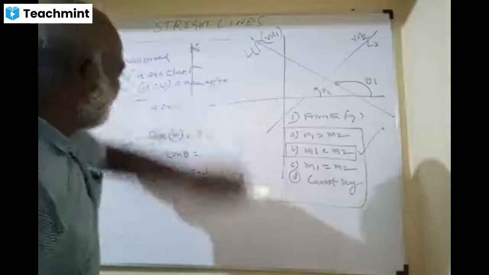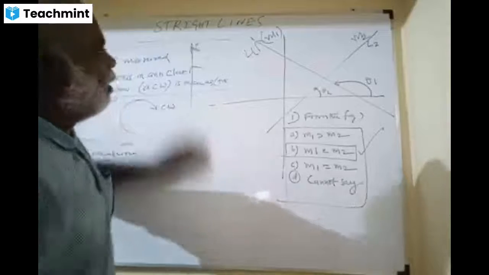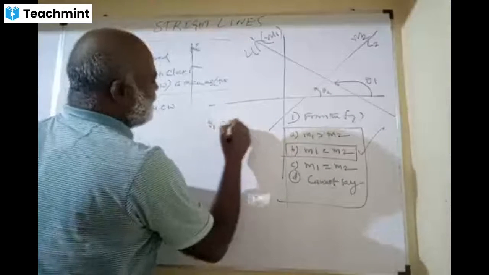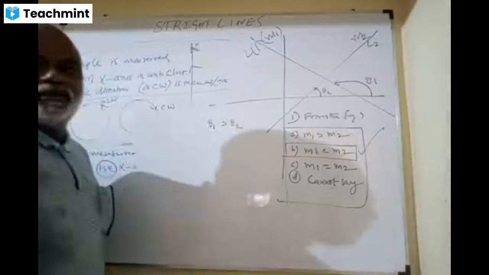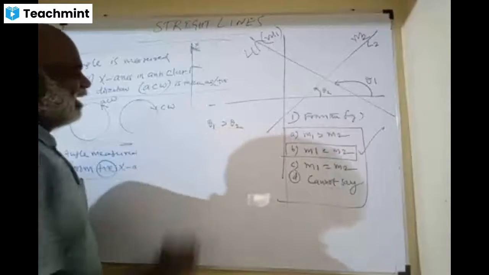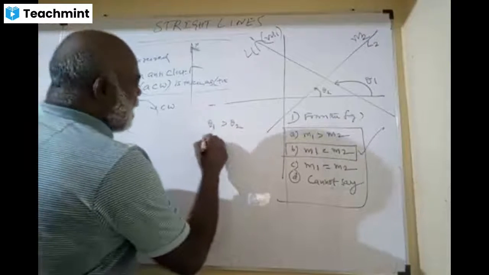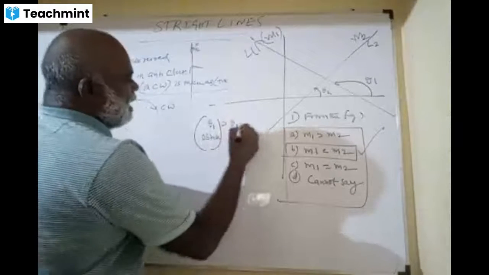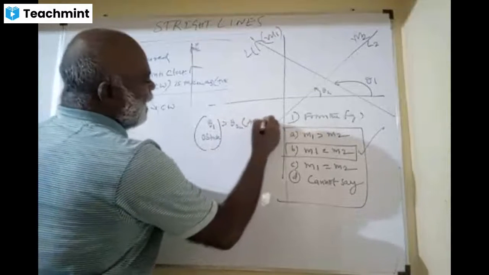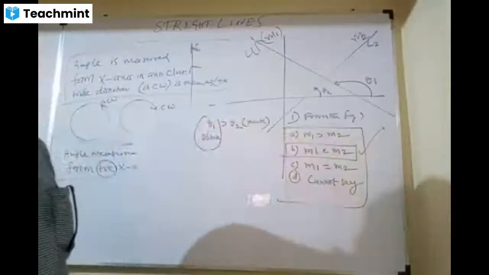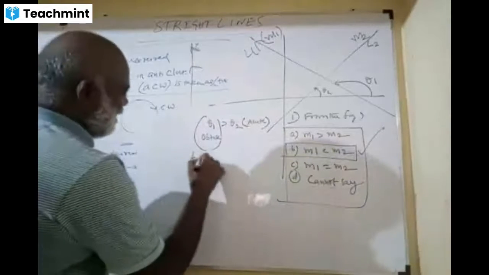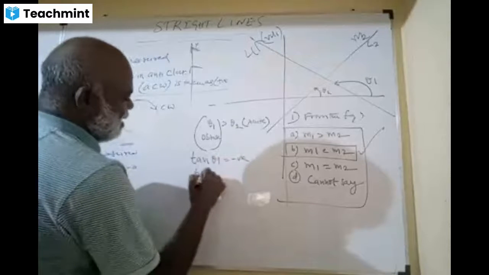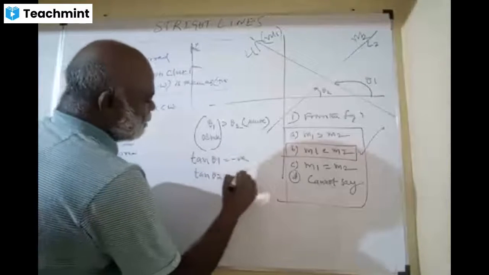Now, friends, here, what is greater, my dear? Theta 1 is greater than theta 2. Do you agree? Theta 1 is an obtuse angle. Theta 2 is an acute angle. Do you agree? Yes, sir. Tan of theta 1 is negative. Tan of theta 2 is positive.